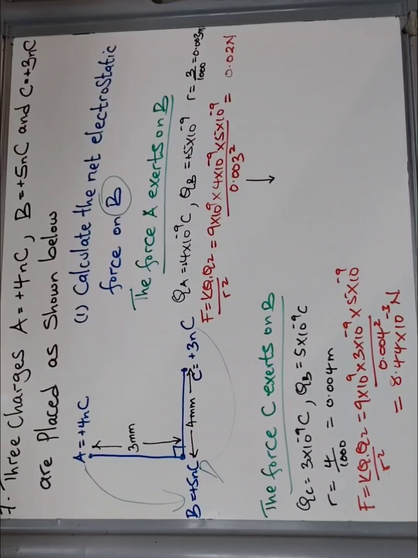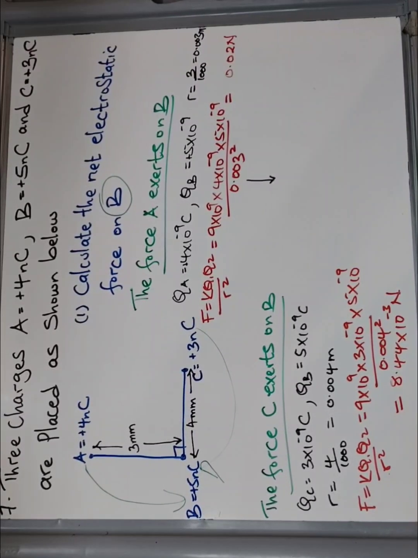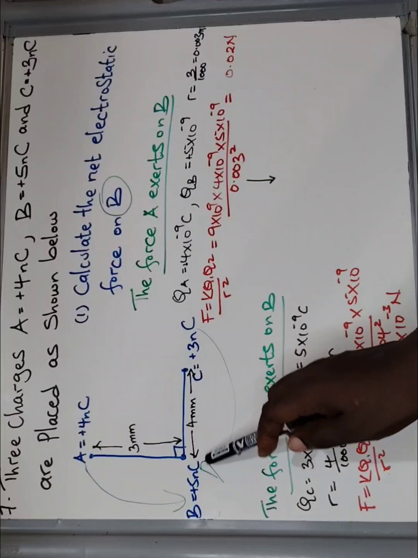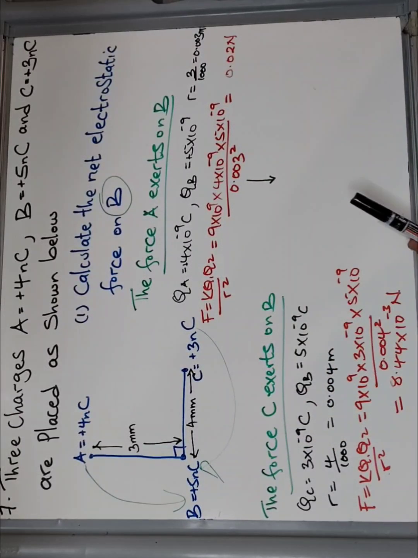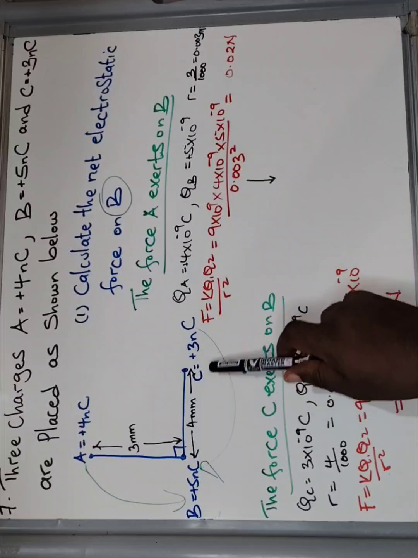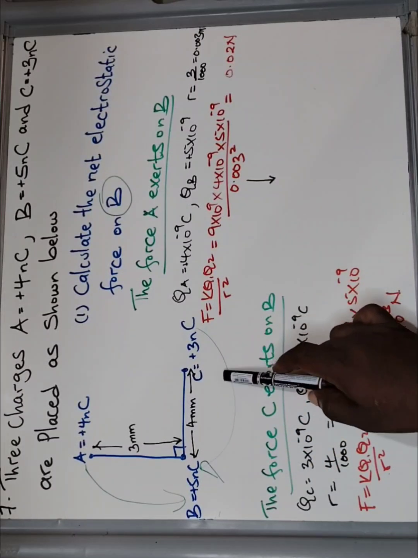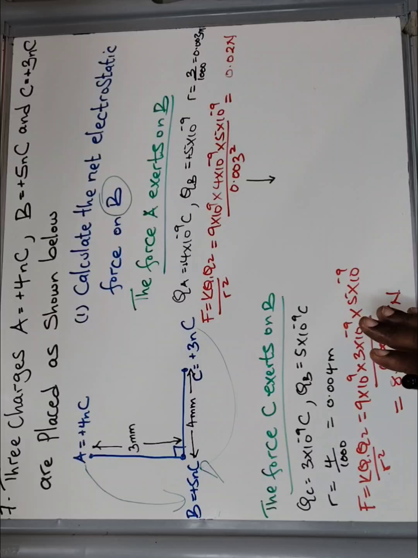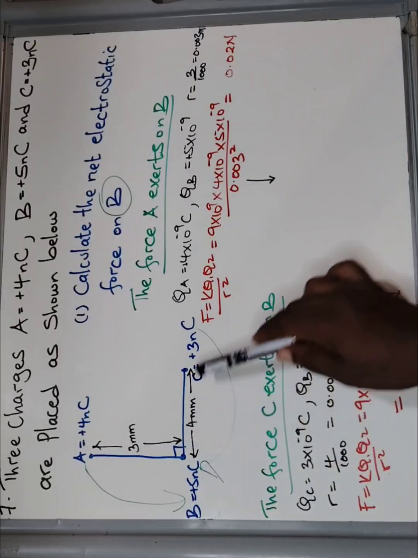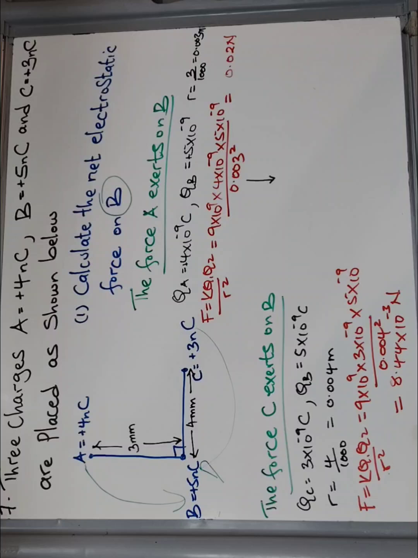so that is what we have. It is 8.44 times 10 power minus 3 newtons. Okay, then what is the next step? Next is to find out the direction of B due to C. In this case, you have to remember that both of them are positive. So if they are positive, what do we expect? Repulsion. And if it's B which is going to move when C is stationary, where will B go? It is to the left. So we have our B like that.